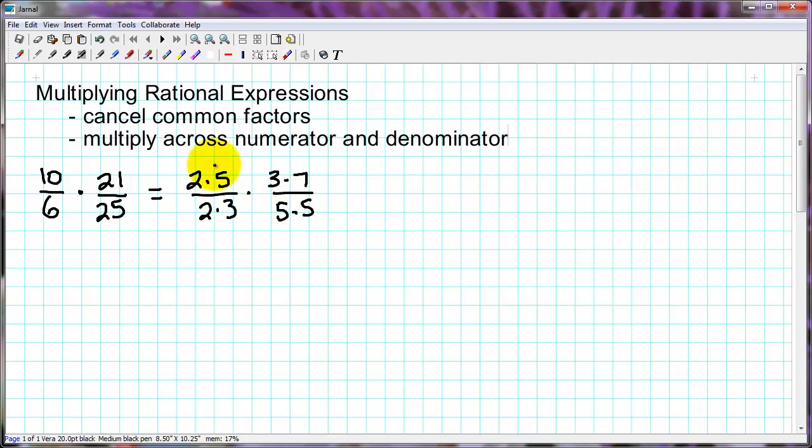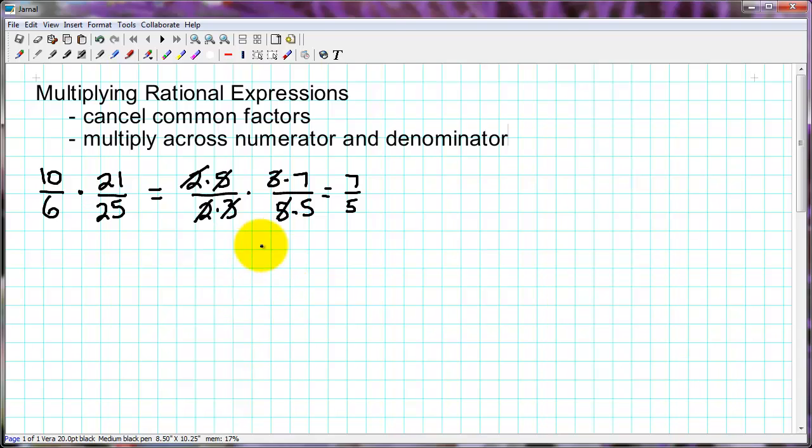Now we can look to cancel vertically here and on the diagonals. We cannot cancel horizontal. So we can cancel 2's here. We can cancel this 3 with this 3 and one of these 5's here. And we multiply now what's left. So across the top we have 7 and at the bottom 5.